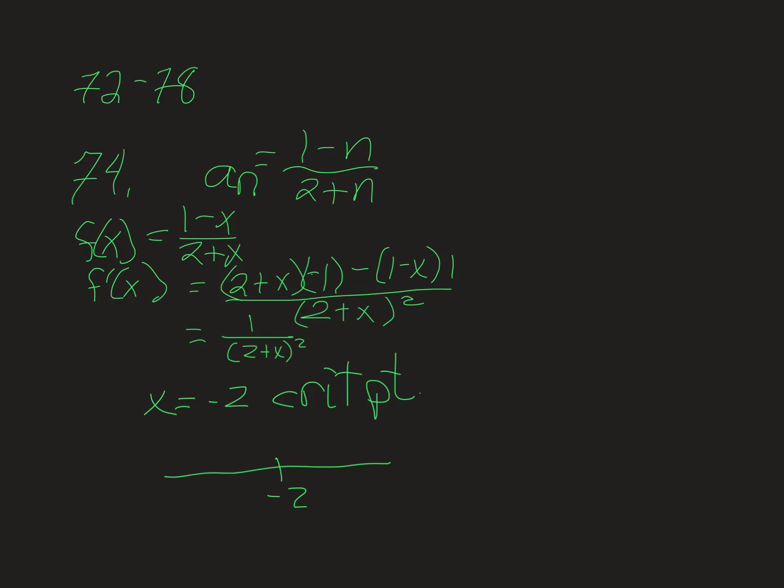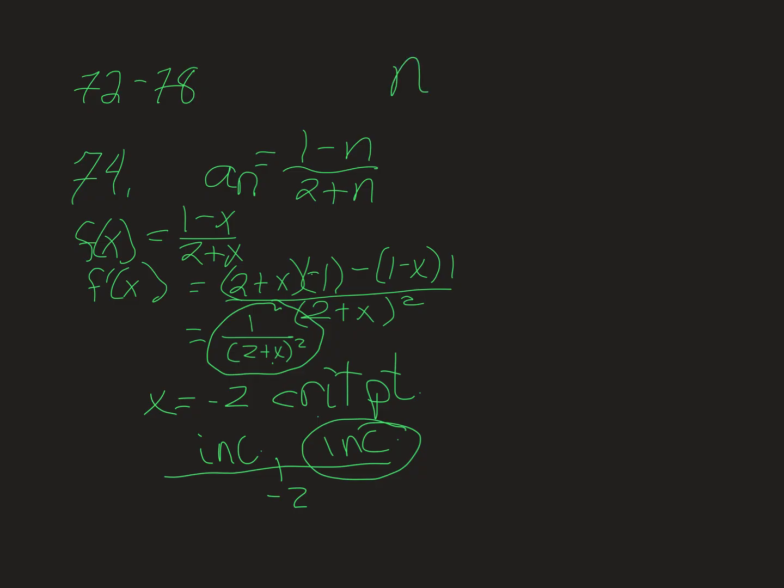Which would be like a negative 3, and so I can check it in the function here. And since it's squared, it's going to be positive, which means it'll be increasing, okay? And then I pick a number bigger than negative 2, say 0, and the first derivative will be positive, so therefore it'll be increasing.